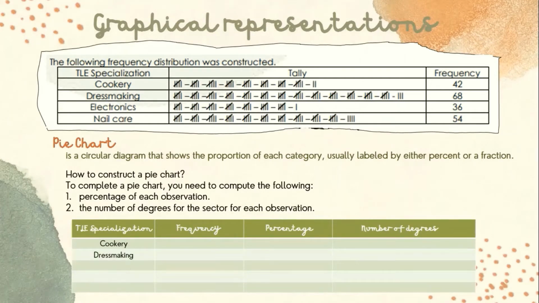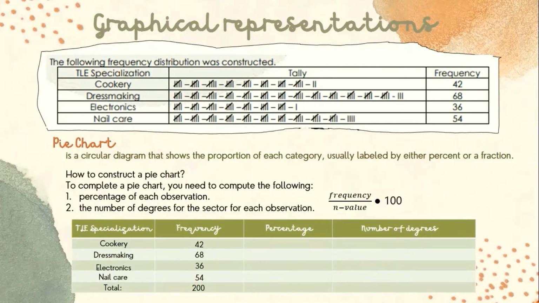For TLE specialization, ilista natin one by one yung ating 4 na subjects: cookery, dressmaking, electronics, and nail care. At ilagay na rin natin side by side yung kanilang frequency according to the frequency distribution. Once complete na natin yung ating frequency column, find its end value, yung ating total sample, which is 200. Add them all together, dapat 200 yung maging result.